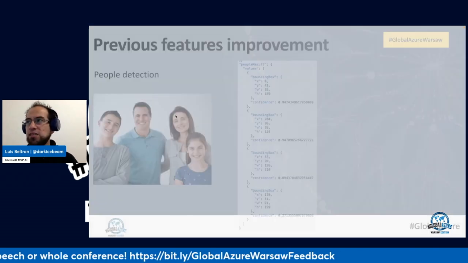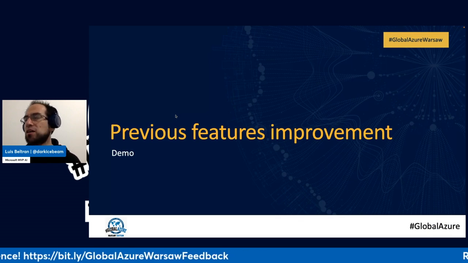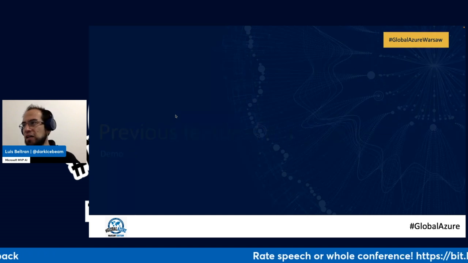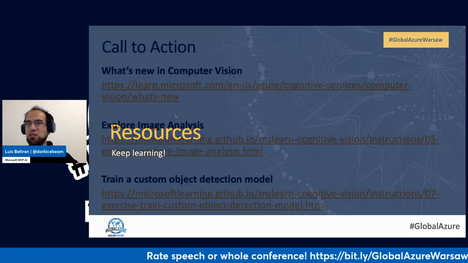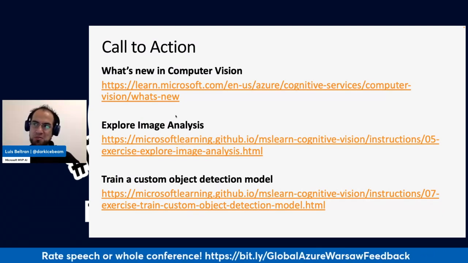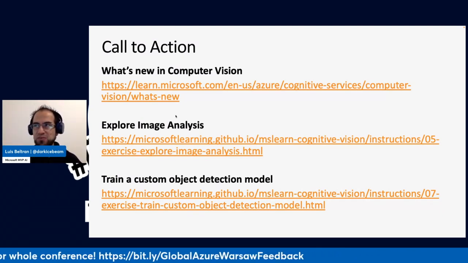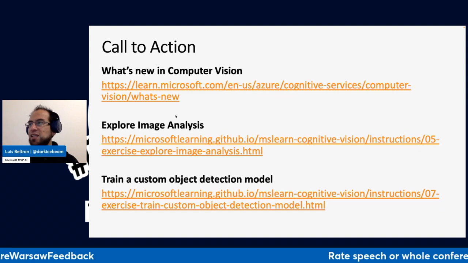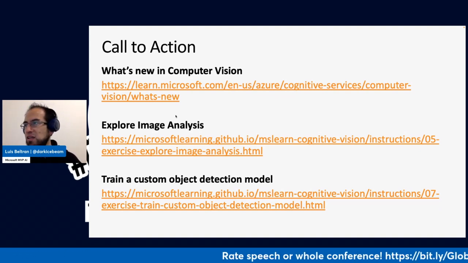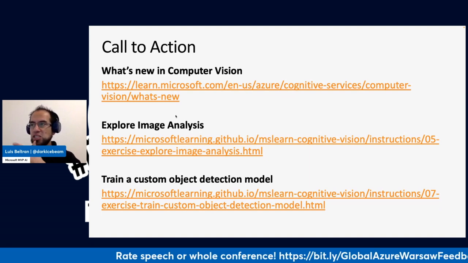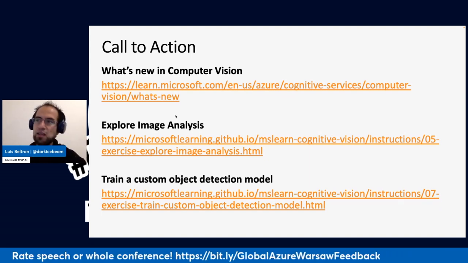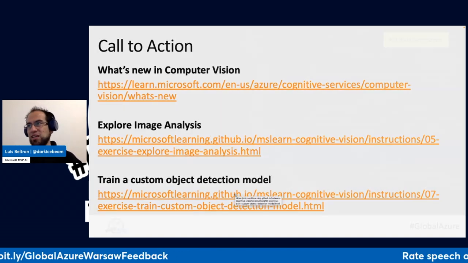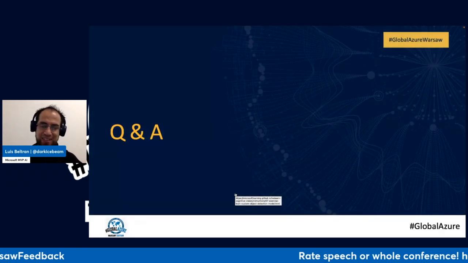And we can test all this in Vision Studio. We actually tested the OCR capability just at the beginning of our demo, right? And essentially, if you want to keep learning, I provide you with this link, so you can maybe take a screenshot of this one. So, what's new in computer vision? Explore image analysis. There is a learning tutorial, and also how to train a custom object detection model. The one that I showed you about the fruits, here you can see a step-by-step tutorial on how to do it. And from my side, that will be all.